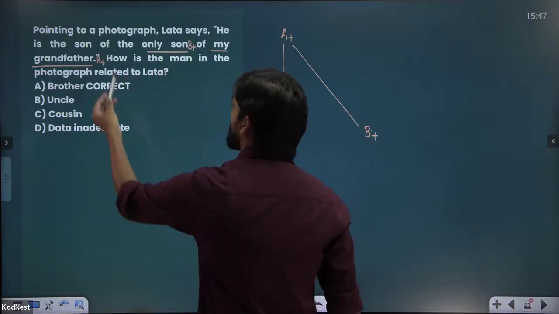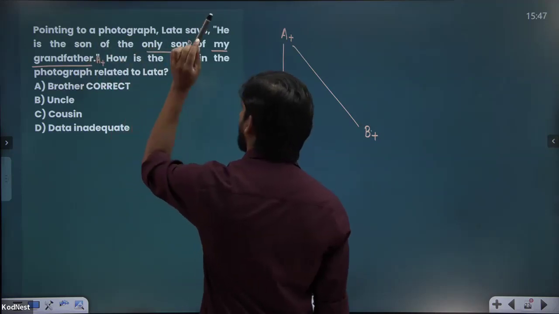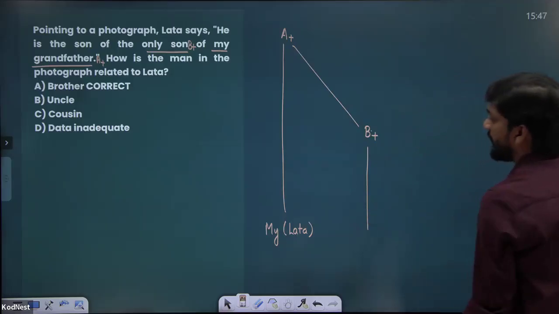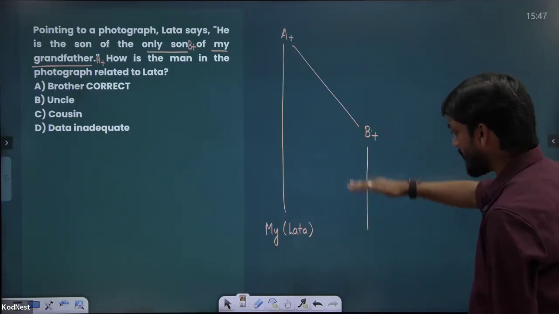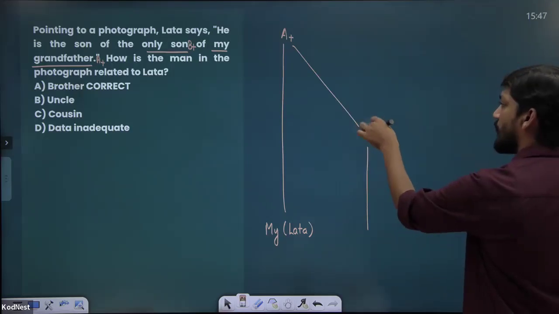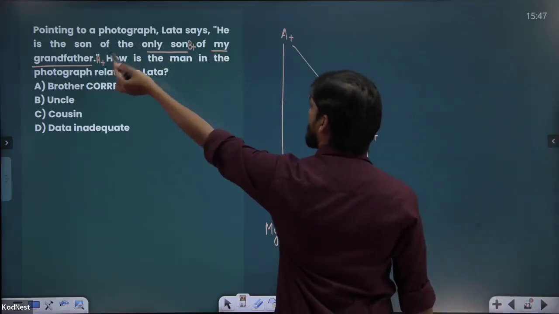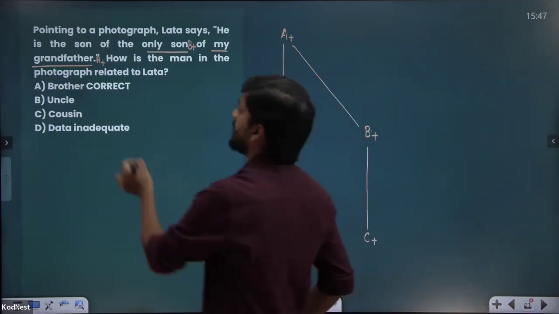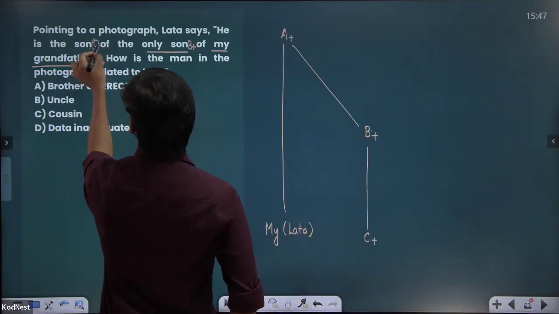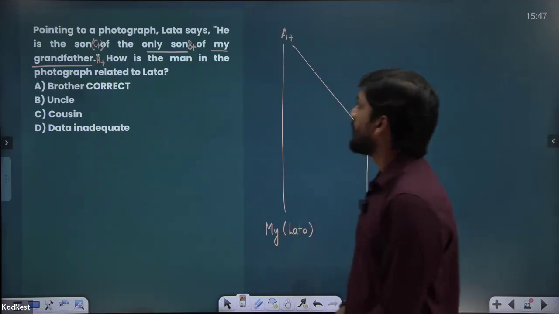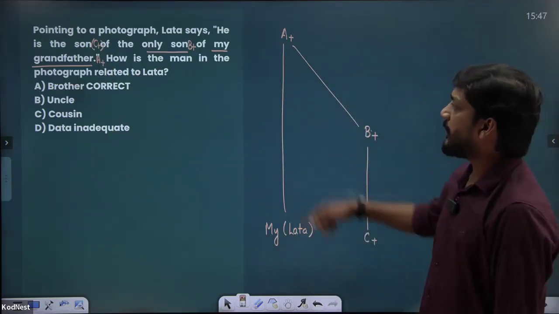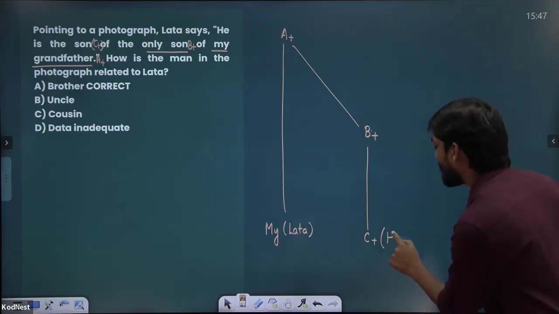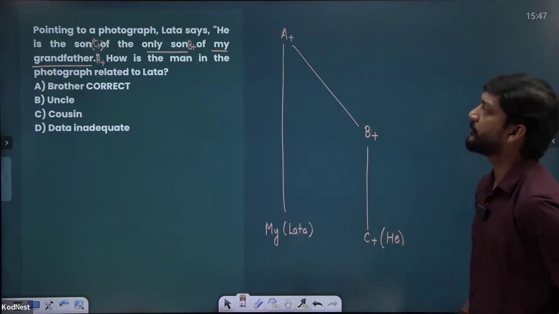Okay. Now, son of the only son. So son will be one generation below. This is the only son, which is B plus. Son of B plus will be, let's say, C plus. So son we are drawing as C plus. He is the son, that means he is C plus. So the word "he" is used for C plus.